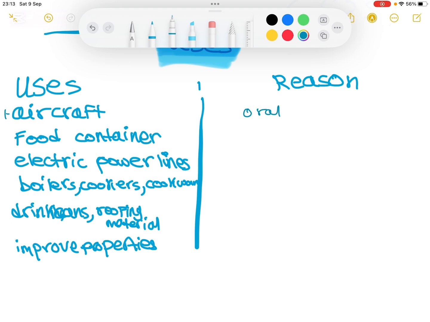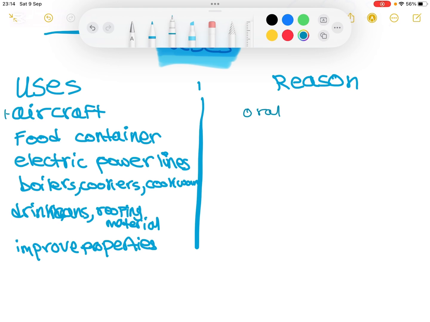It's used in cookers, cookware and boilers because it's a good conductor of heat. It's also a good conductor of electricity. That's why it's used in overhead power cables, which are electric power lines. And here, low density gives it an advantage over copper.